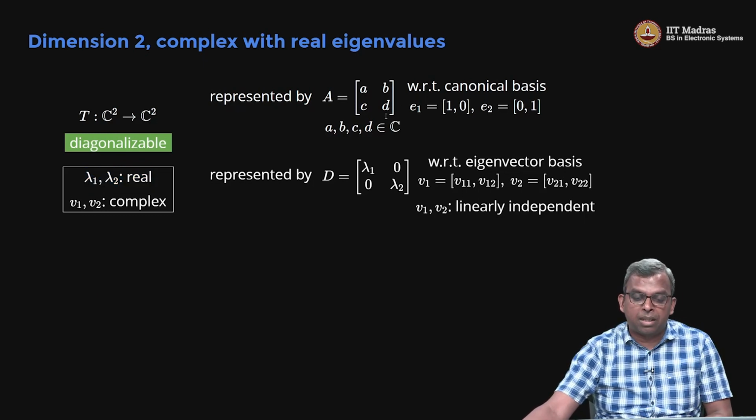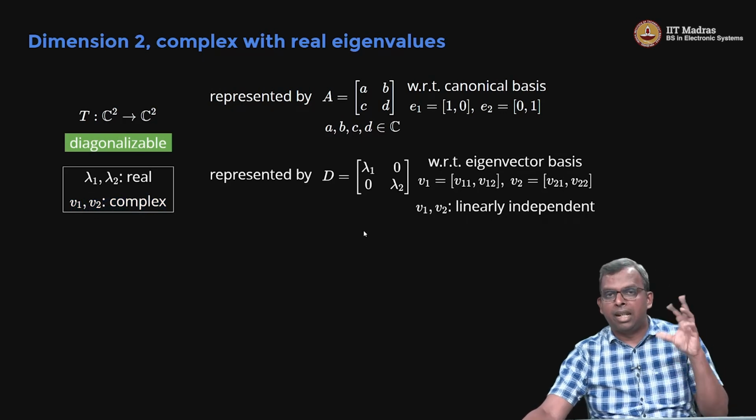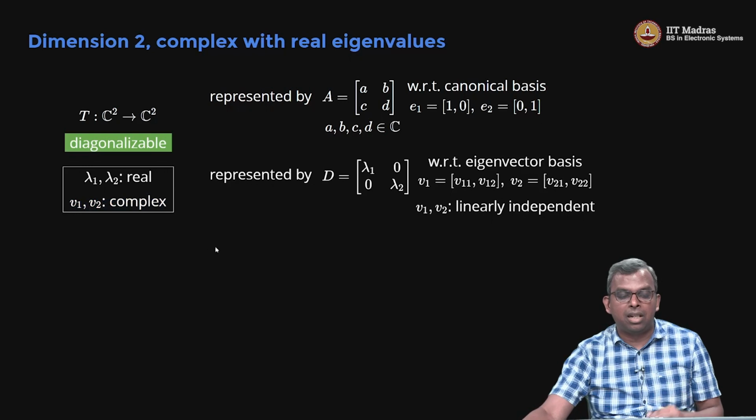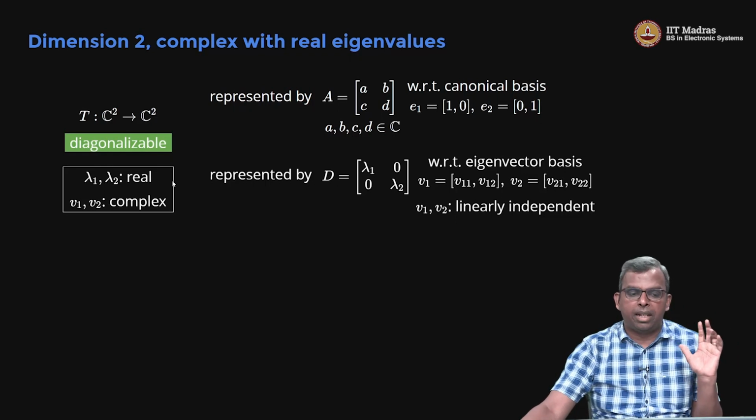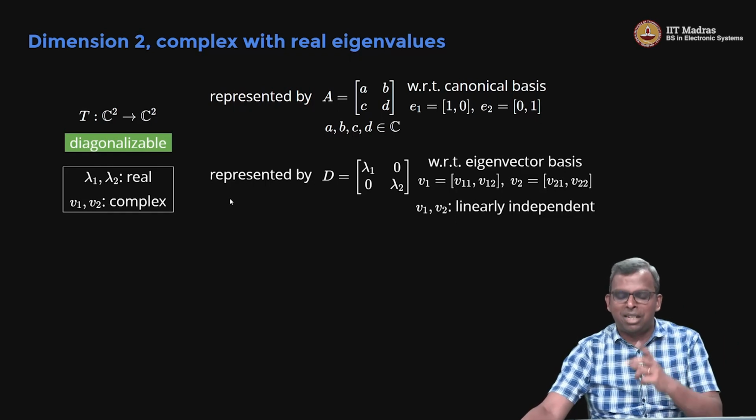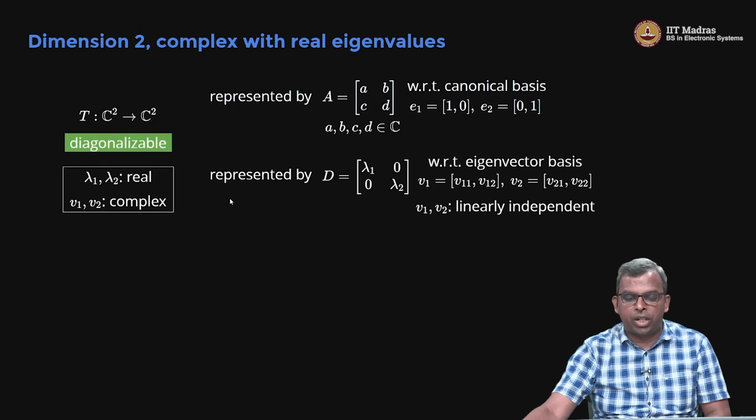It is a complex matrix, so eigenvalues are real, but eigenvectors could be complex. This is the difference from the real case. When you had R2, everything was real. Now, I am going to go to C2. I am going to allow the eigenvectors to be complex, but I am going to say lambda 1, lambda 2 have to be real. So, this will lead me to the Hermitian matrix and the associated spectral theorem.